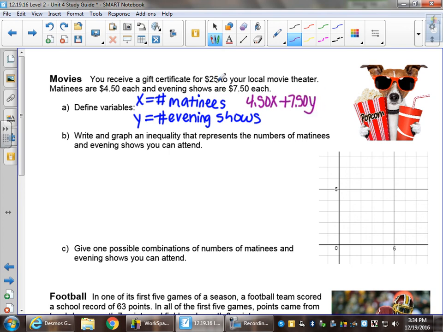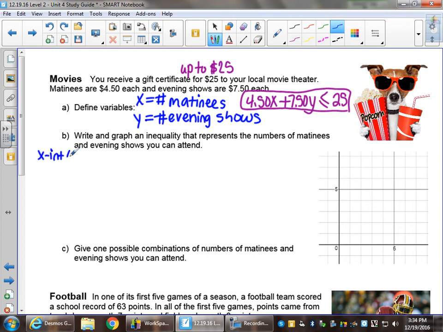And reason on this, right? You have a gift card. You can spend up to that much money. Once you've used that much money, there's nothing left on your gift card. So up to 25 would mean less than or equal to 25. We have our inequality. Go-to strategy, let's get our intercepts.